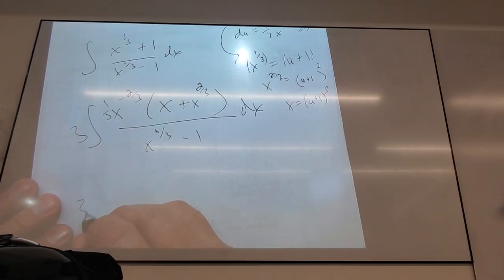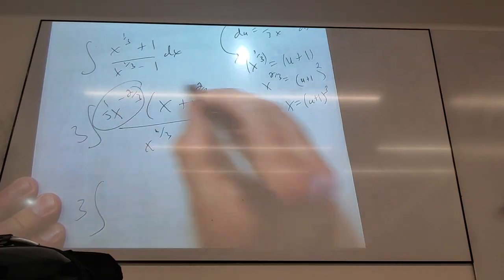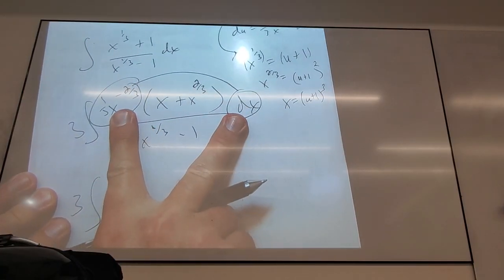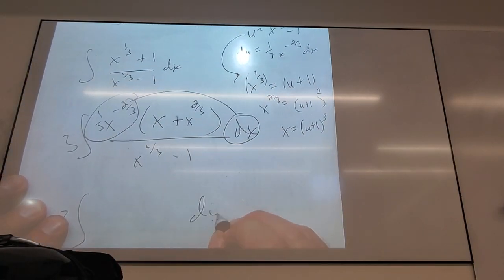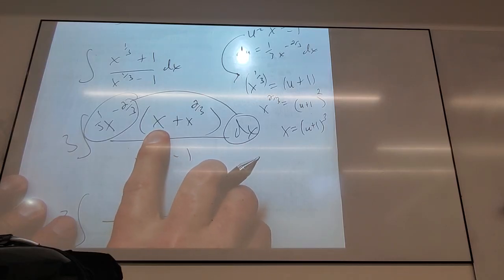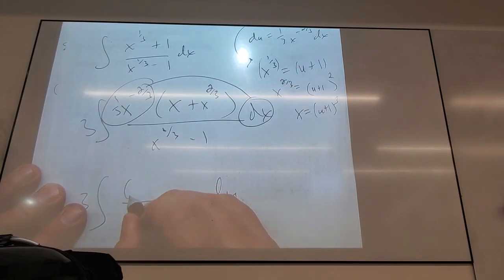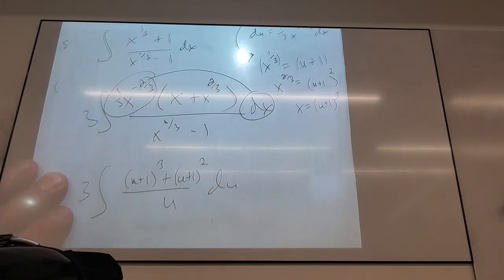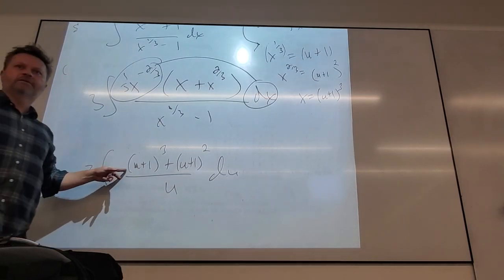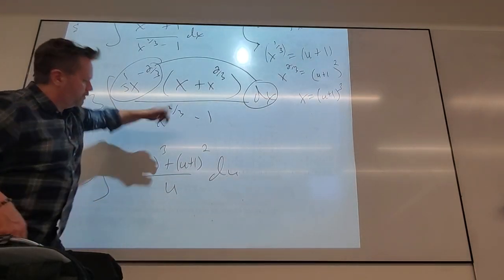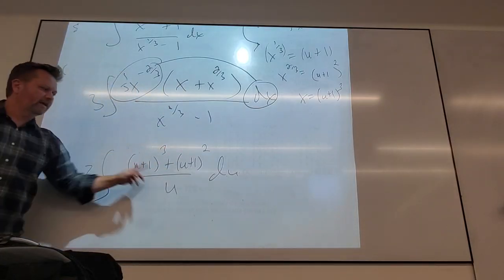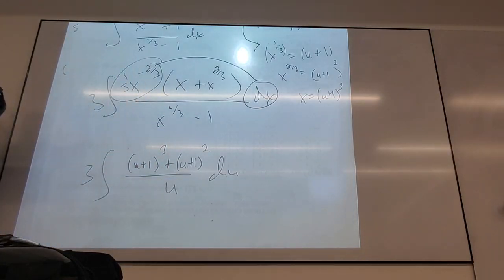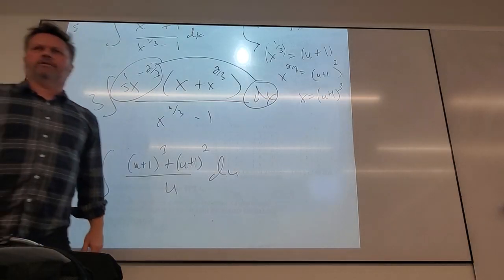But let's see. So now I get 3 integral. What's this? du. What's this? (u plus 1) cubed plus (u plus 1) squared, all over u. Good. Could you cube this? Yes. Could you square that? Yes. Could you divide all of it by u? Yes. It's just a polynomial. Who cares? I'm not going to do the rest because I don't want to. I did it on the answer key, I think.